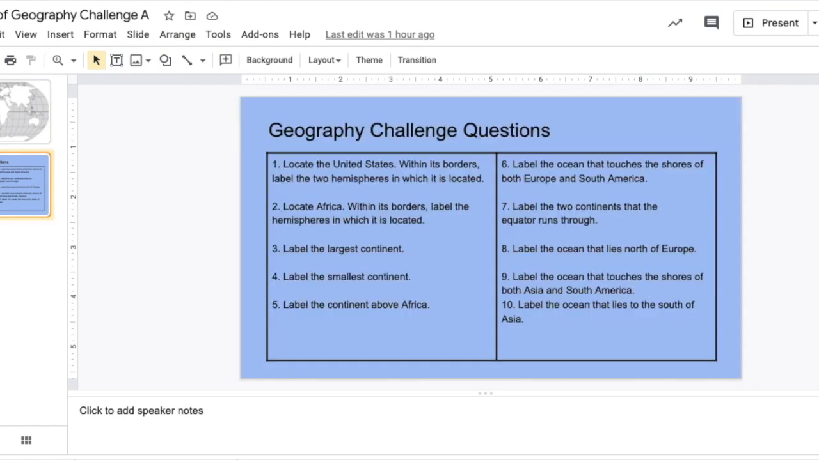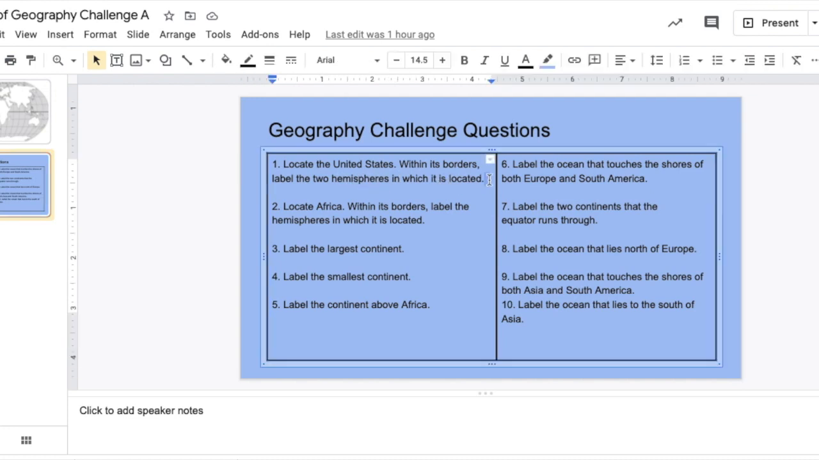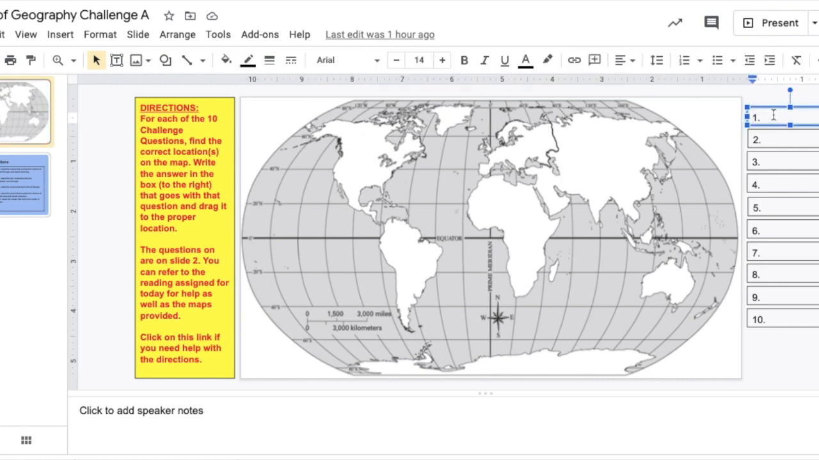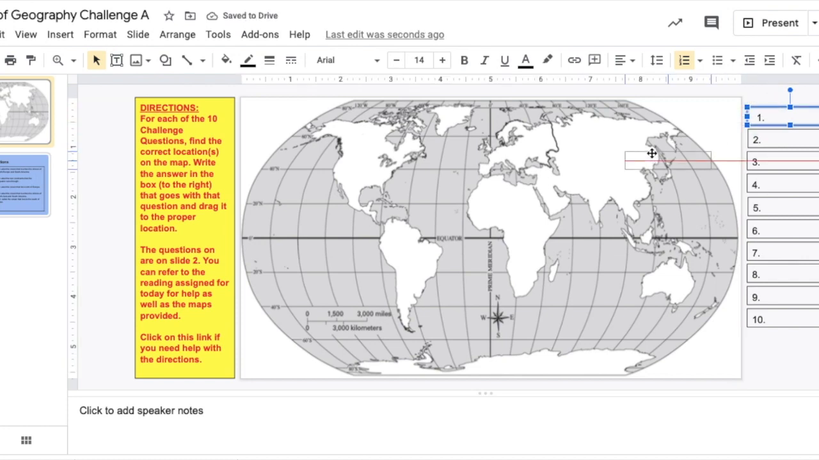Okay, so here you go. Here are the questions. So locate the United States. Within its borders, label the 2 hemispheres in which it is located. You can write the answer here if you like, or you can go, okay, I know that. I need to go look at the visuals. That's number 1. I'm going to go back to the slide. I will just click right into here. After the 1, you need to keep the numbers there. Write your answers, and then once you have the answers, you drag it over to where it's supposed to go. So you find the answers, and then you drag it to where it needs to go. So you'll do that for numbers 1 through 10. When you are done, you will then go back and mark the assignment as done.